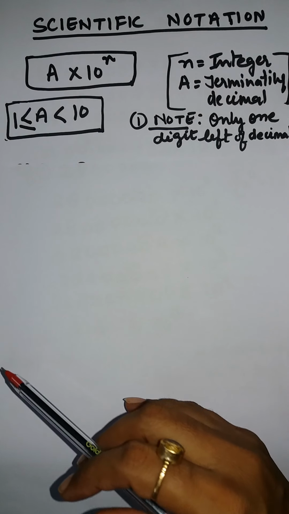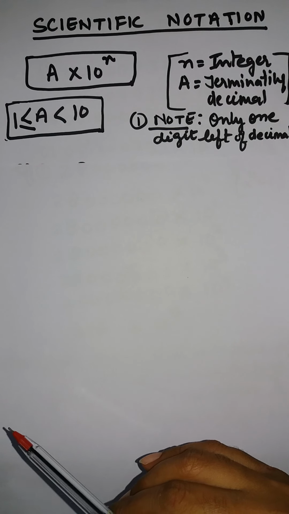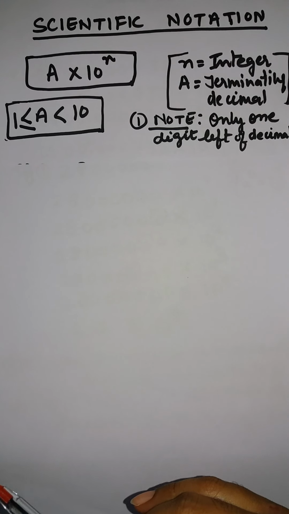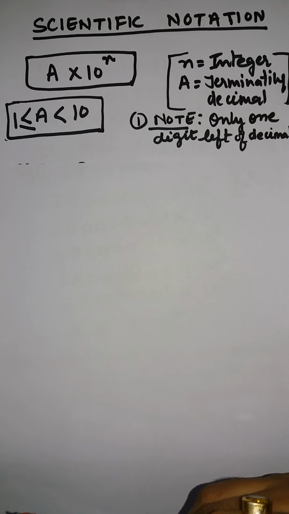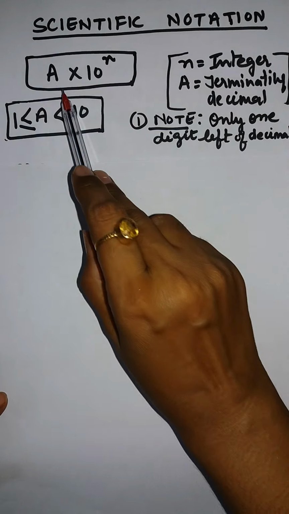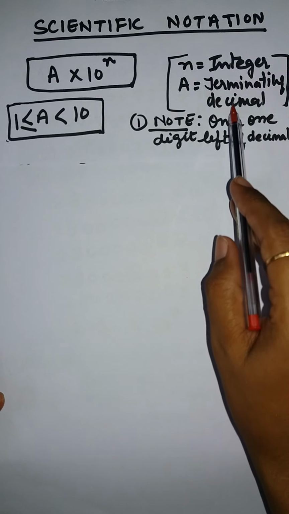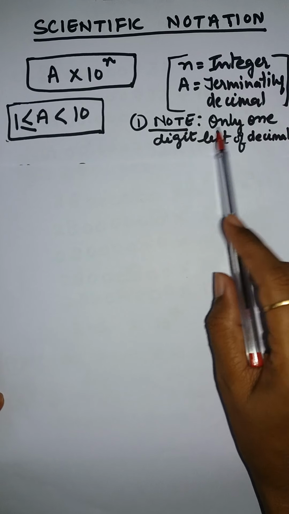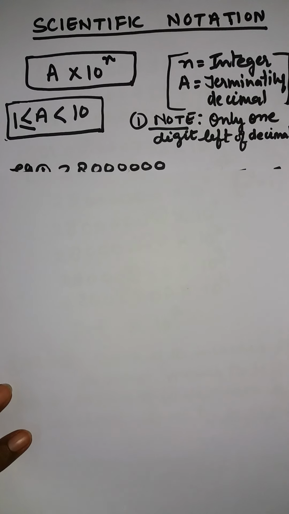Scientific notation is the method of writing very large numbers or very small numbers in exponential form. Usually scientists and engineers find it often convenient to write numbers in this form. A into 10 raised to the power n, where n is an integer, a is a terminating decimal. We need to note only one digit left to the decimal should be there.